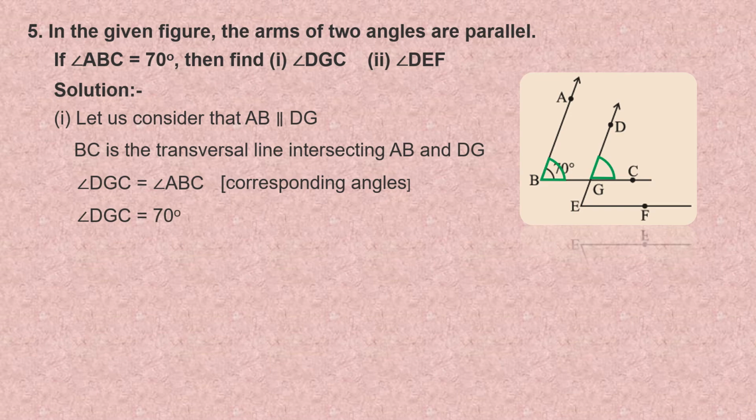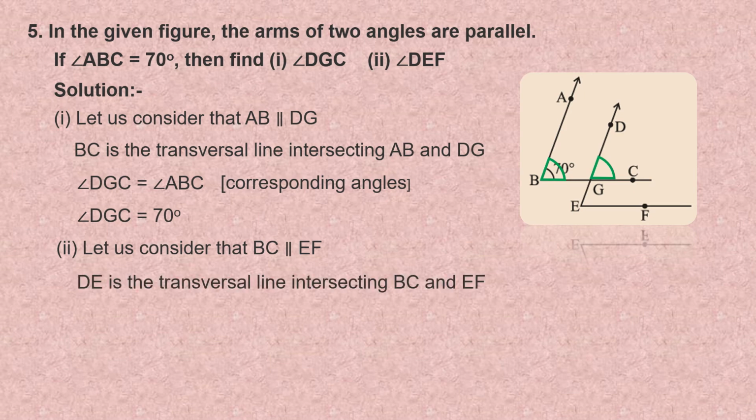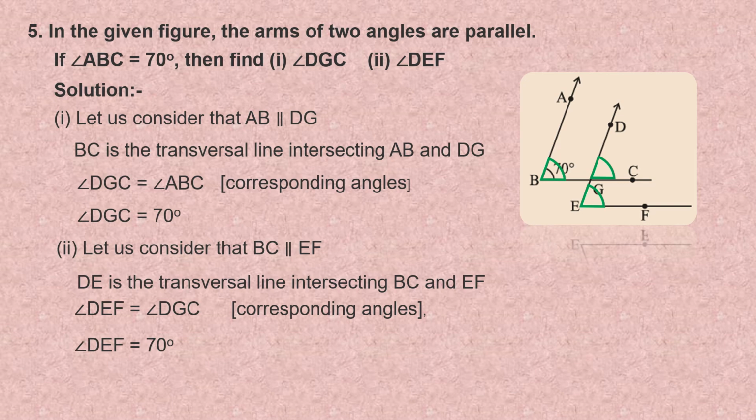Now let us take BC and EF. BC parallel to EF. So what are the corresponding angles here? DE is the transversal, BC and EF are parallel lines. So look at the picture. This angle DEF is also equal to DGC. So DEF is also equal to 70 degrees because they are corresponding angles.